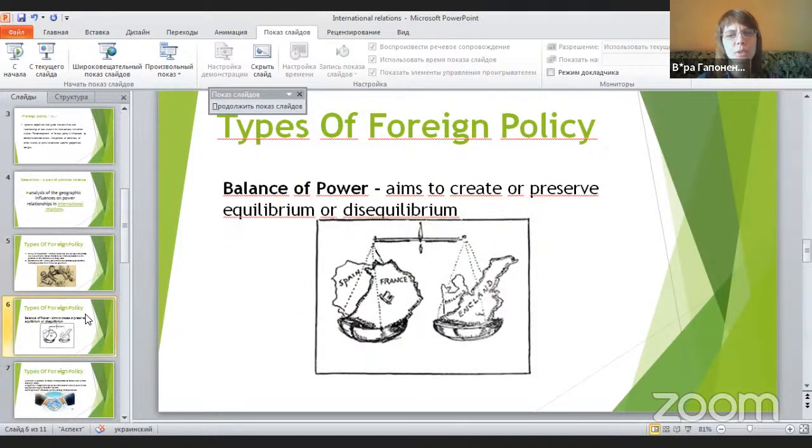Also, a very popular kind of foreign policy is balance of power. I think you hear about this concept, and even in our first classes we had a conversation about the author of this concept. I mean Morgenthau, someone from the 10th or 11th group presented this author and his ideas. The main content of foreign policy of balance of power means that its aim is to create or preserve equilibrium or disequilibrium.